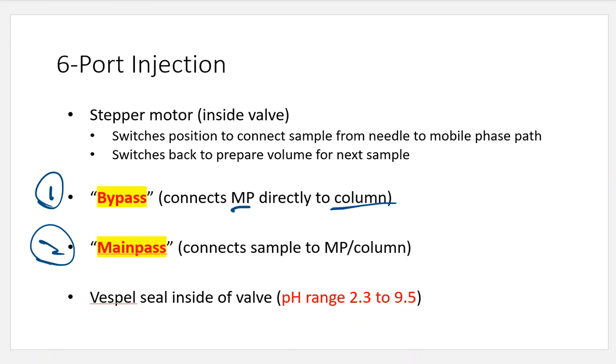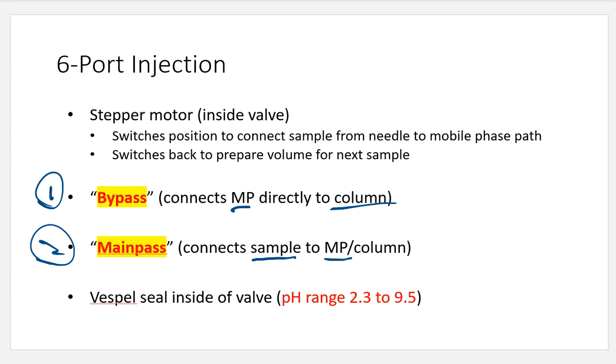Then that valve will change into what we call the main pass. And the main pass is actually going to connect the sample to the mobile phase. It's going to allow that mobile phase to go into the sample compartment and then pick up that sample and carry it on through the HPLC instrument. And that means eventually that mobile phase is going to carry that sample into the column. So that is the main pass, because that's really why we're mainly using the LC system, and that's just the proper term that comes along with it.